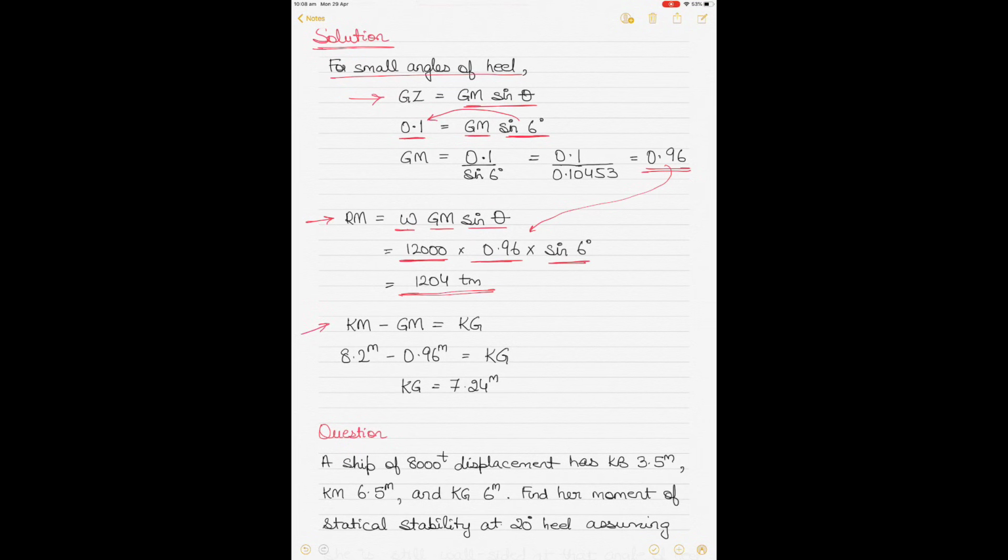Finally, your KM is given to you. You have to calculate your KG. So KM minus GM equals KG. KM is 8.2 meters, GM is 0.96 meters. Your KG will be KM minus GM, which is equal to KG equals 7.24 meters.